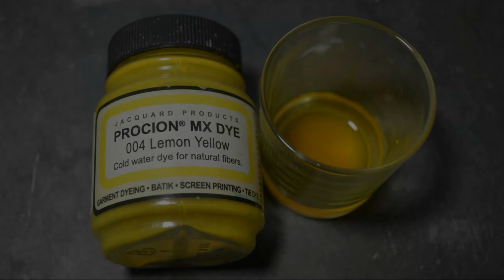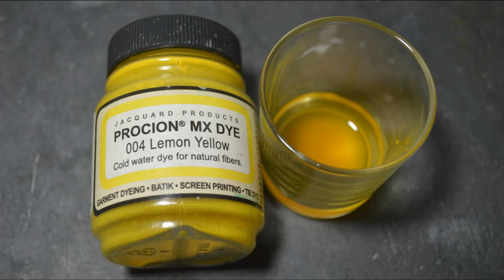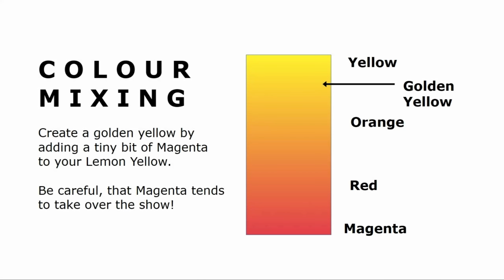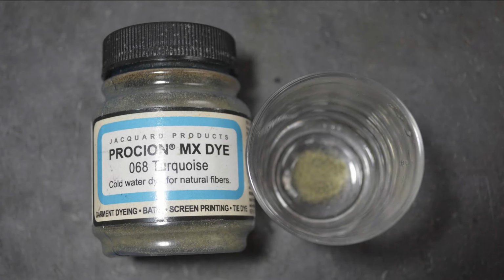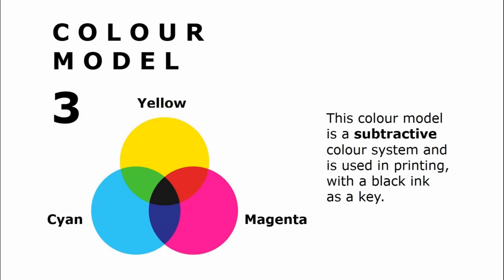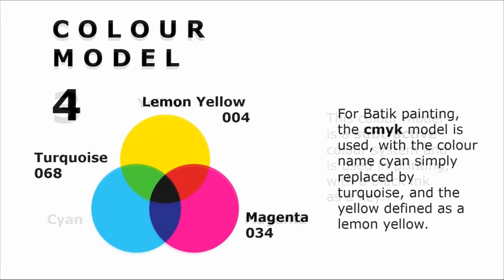This dye mixes well and is a great cold yellow, but it is important that you use this lemon yellow and not a golden yellow. And this is because the warm yellow contains a tiny amount of magenta in it and therefore is not a primary colour. The turquoise is the dyeing alternative to the cyan mentioned in the colour wheel, and again it mixes well.